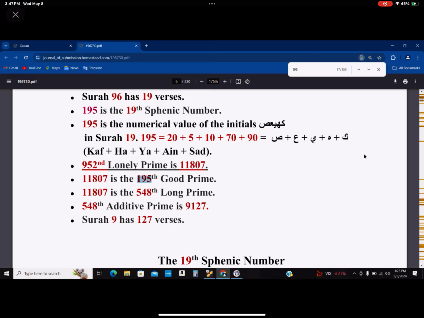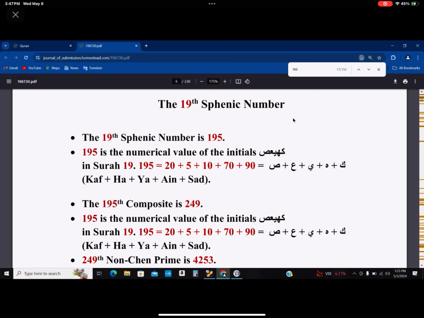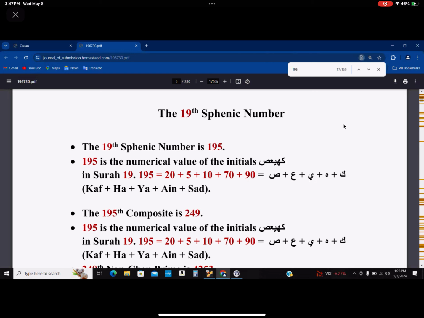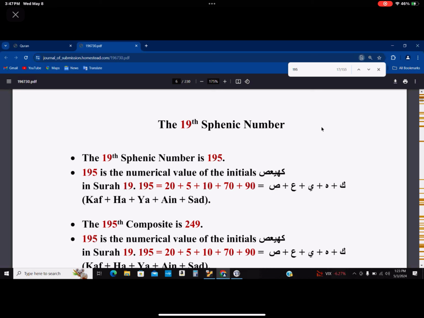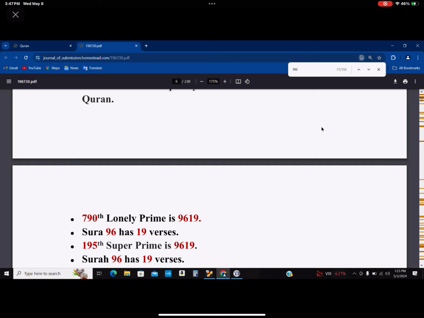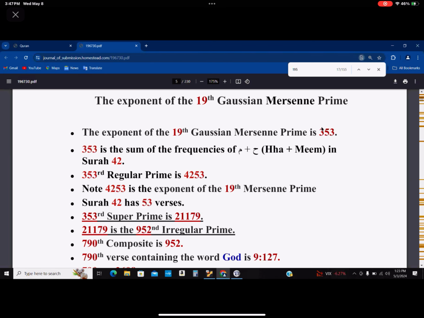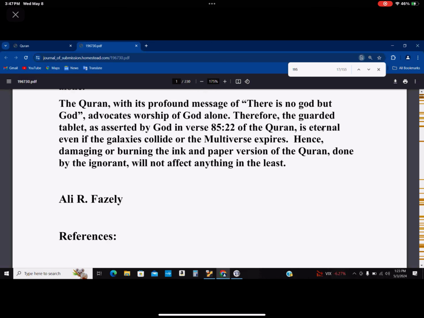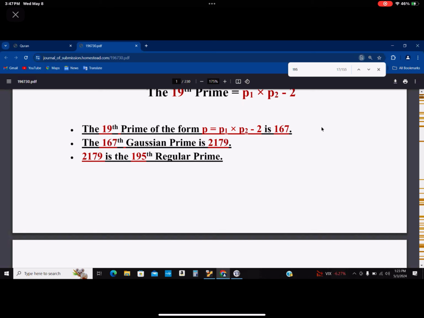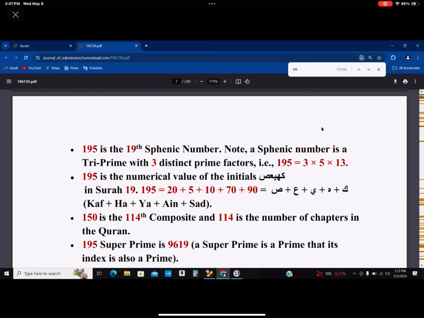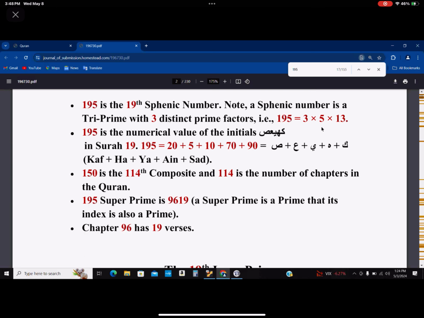So the other thing that I was going to tell you also about 2197. I'm sorry, 2179. Okay, there it is. 2179 actually. The 19th permutation of 2179 happens to be 9127. Okay, so in that case, this number again generates chapter 9 having 127 verses. It also tells you in the meantime that chapter 96 is supposed to have 19 verses.